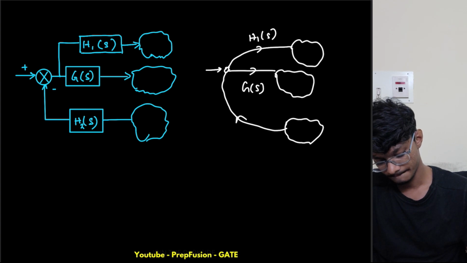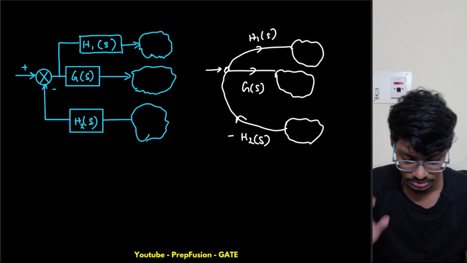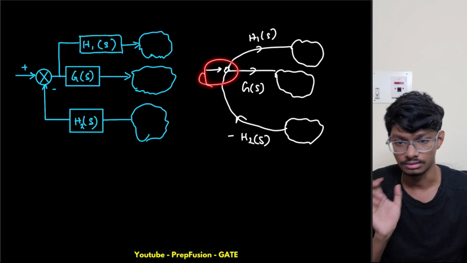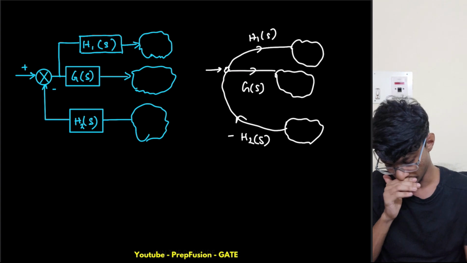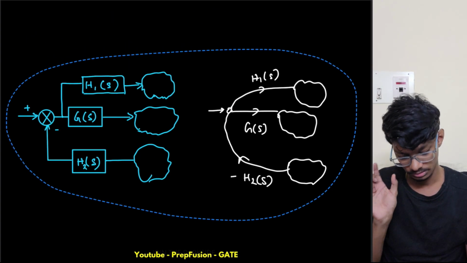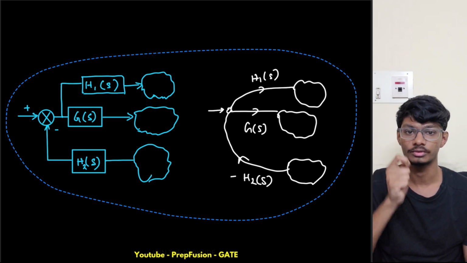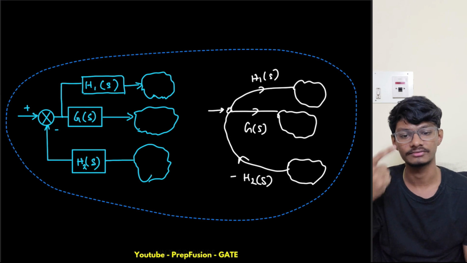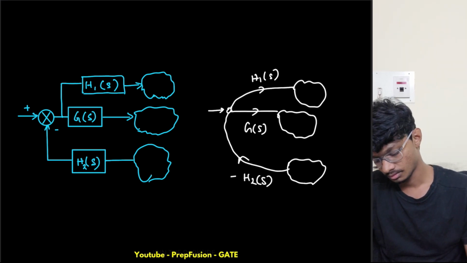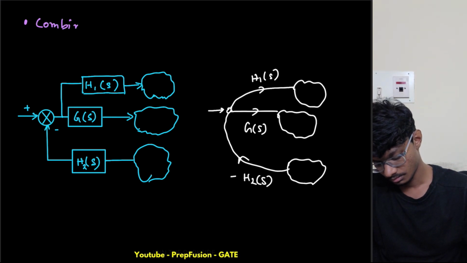Okay, minus h2 of s. So this is how we can convert this into a single node, right? But this is a bit risky, so what I will recommend is to generally show them as different nodes. That will not cause you any mistake in the exam or in getting the final answer. So, combining the nodes.